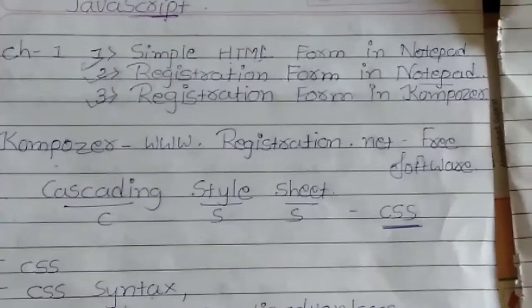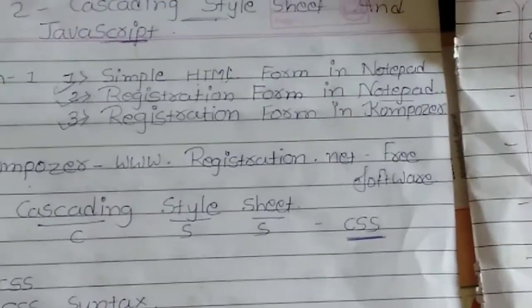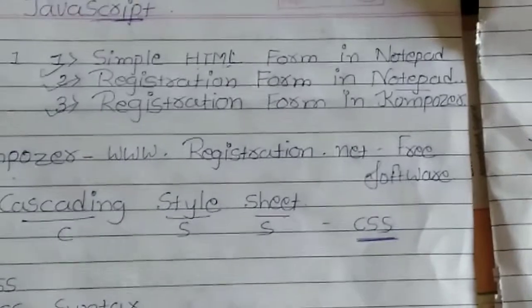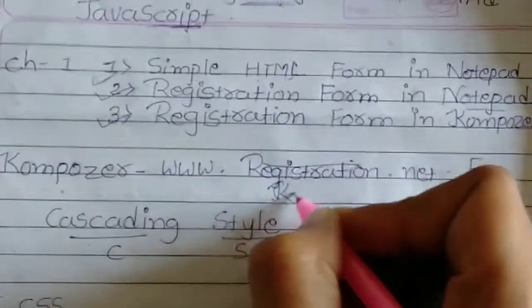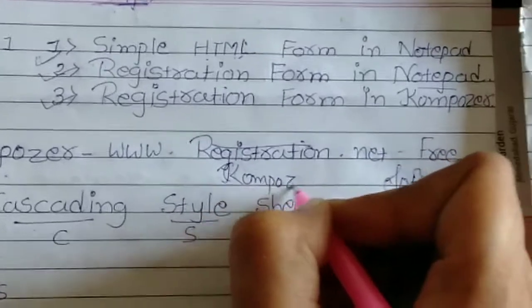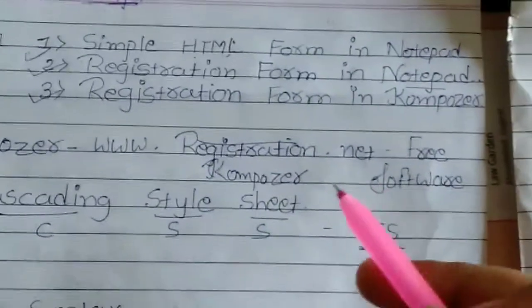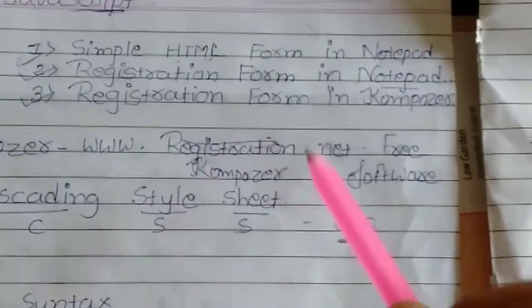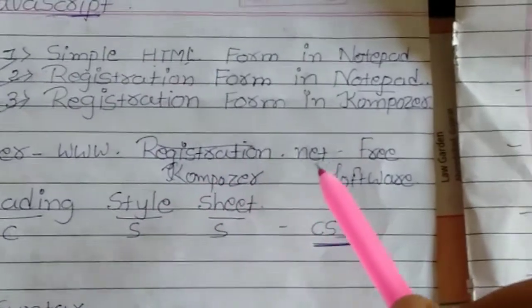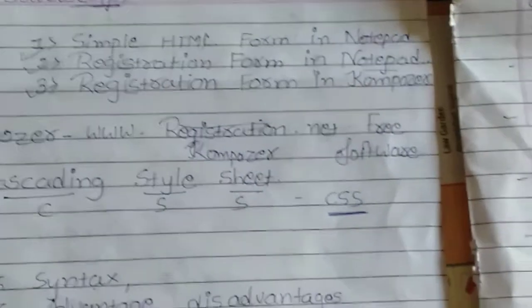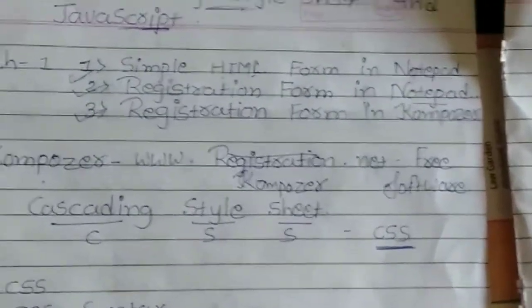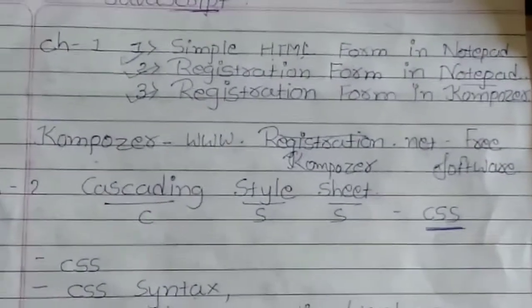If you want to download Composer, you can download it from composer.net, using the link www.composer.net. Composer is free software, so there is no need to pay for it.